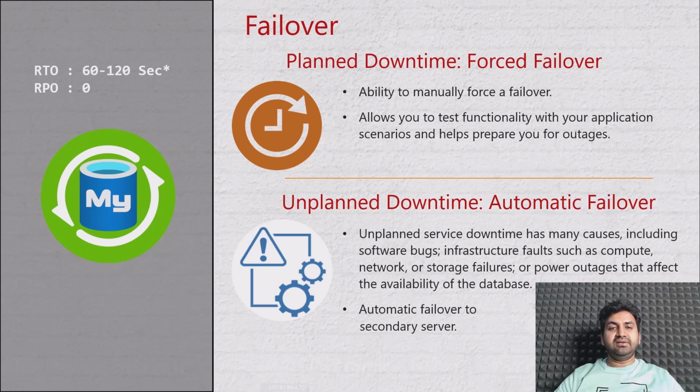An automatic failover is also considered an unplanned service downtime. It can be caused by software bugs or infrastructure faults like compute, network or storage failures, or power outages that affect the availability of the database. If the database becomes unavailable, replication to the standby replica is severed and the standby replica is activated as the primary database. DNS is updated and the clients reconnect to the database server and resume their operation. So this was an overview of the failover mechanism and how it happens in Azure Database.